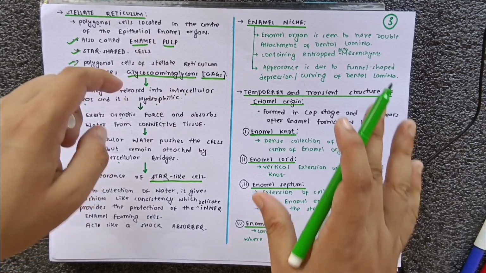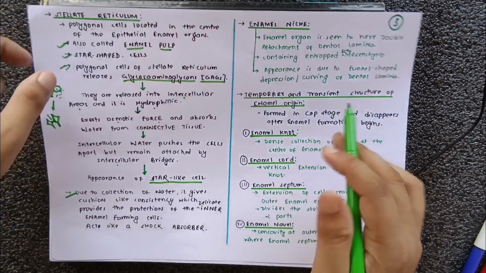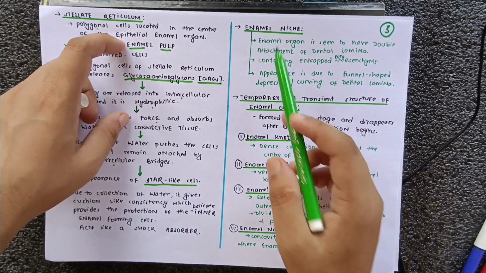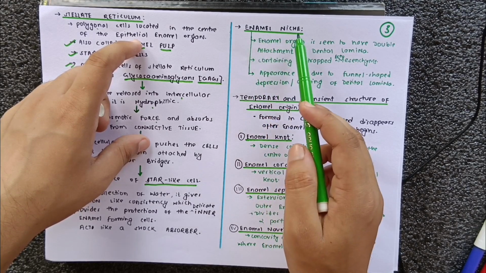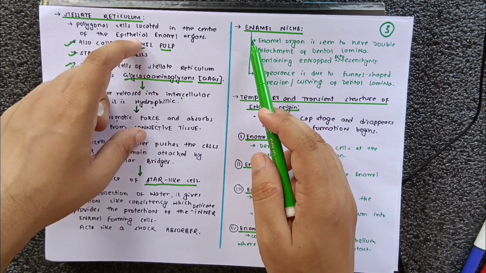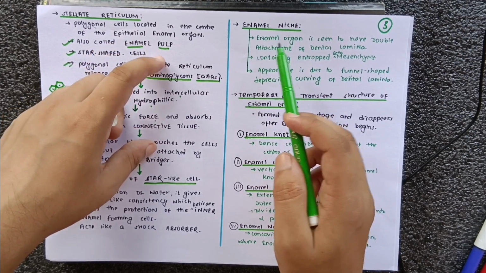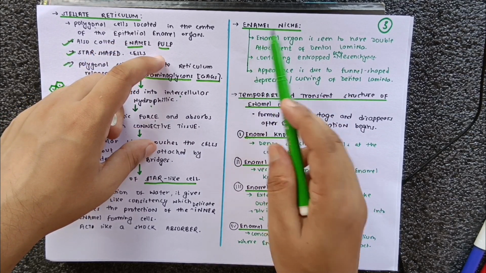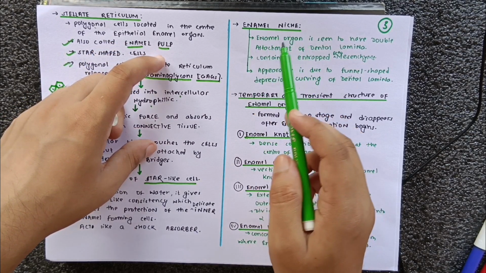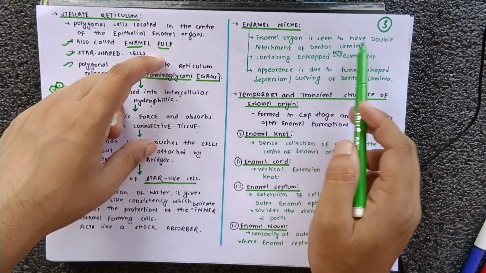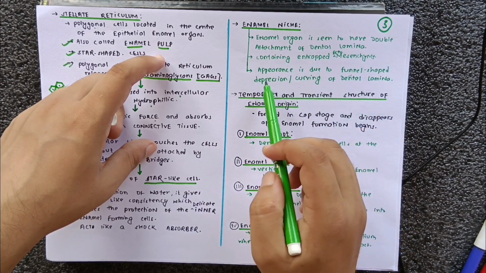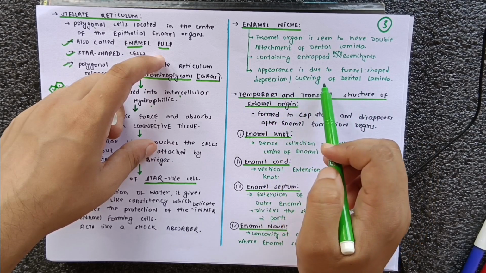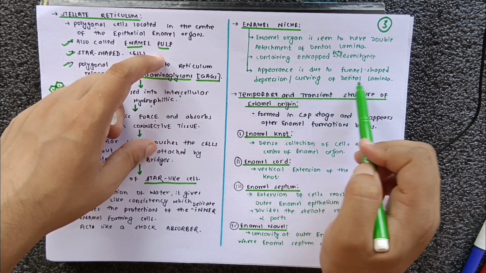Okay, it provides the protection to the enamel organ cells. Now, another point which is also very important to understand here: the enamel niche. Enamel organ is seen to have a double attachment of the dental lamina containing the entrapped ectomesenchyme, and the appearance is due to the funnel shape depression, or the curving of the dental lamina.